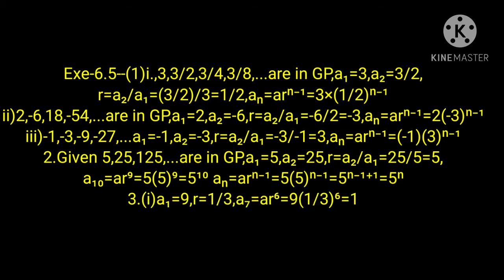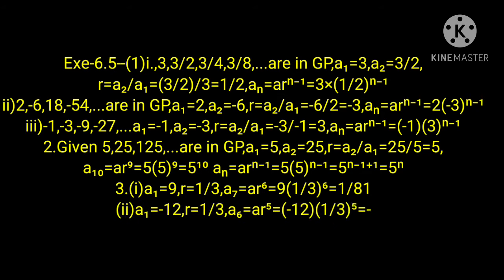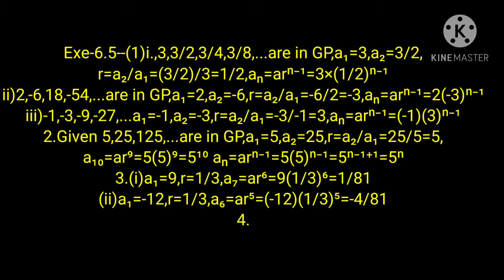Third question: in that, first one, a1 is 9, r is equal to 1 by 3 and a7 we have to find, that is a r power 6 is equal to 9 into 1 by 3 whole power 6 is equal to 1 by 81. Second one: a1 is given minus 12 and r is 1 by 3 and a6 is equal to a r power 5 is equal to minus 12 into 1 by 3 whole power 5. So on simplification we get minus 4 by 81.